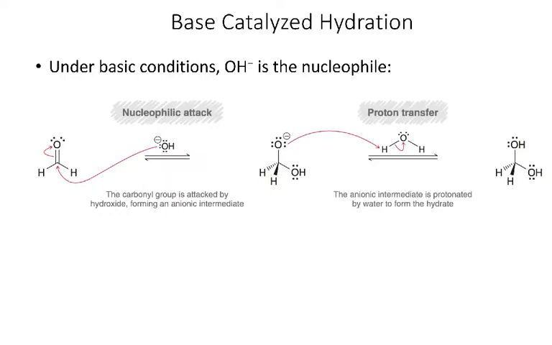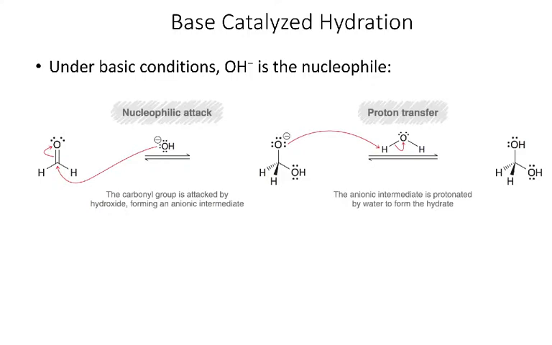And so we mentioned in the last video that we can be base-catalyzed or acid-catalyzed. Well, this is the mechanism for the base-catalyzed hydration of a ketone. And other than the fact that we now have a specific nucleophile, it's exactly the same as the mechanism that we saw in the last video. Under base-catalyzed conditions, we first have nucleophilic attack, and then we have proton transfer.